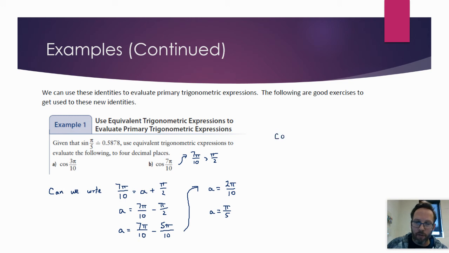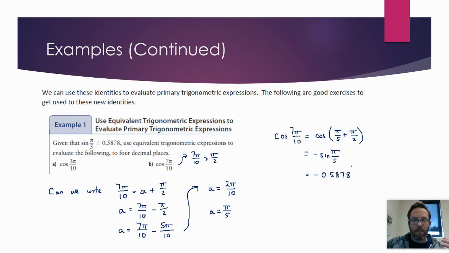So let's finish this one off. The cosine of 7 pi over 10, we can write that as the cosine of pi over 5 plus pi over 2. And then we can use an appropriate identity. We know that the cosine of an angle plus pi over 2 is equal to the negative of the sine of the angle. This is equal to negative sine pi over 5. And sine pi over 5 is 0.5878. So the cosine of 7 pi over 10 will be negative 0.5878.